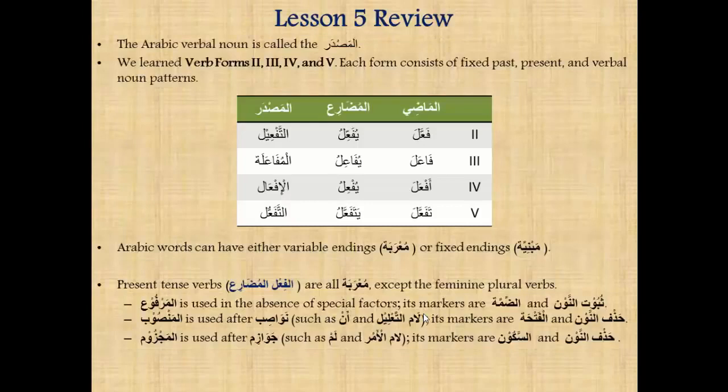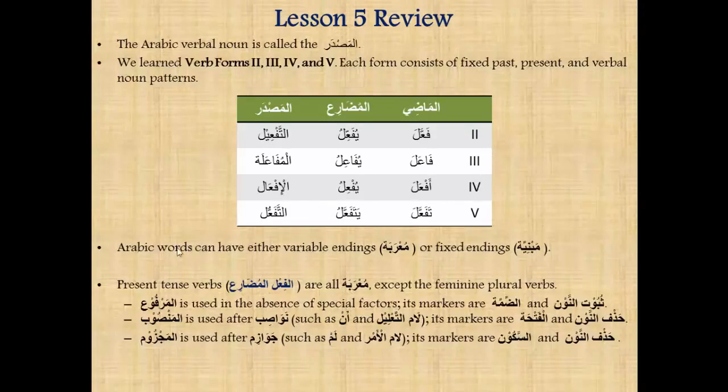This is a quick review, a summary of lesson number 5 and the material we just covered in this session. We learned that the Arabic verbal noun is called the masdar, and this has roughly the same meaning as the word running in the sentence, running is fun. The Arabic verbal noun functions just like a noun would function. We learned the Arabic verb forms 2, 3, 4, and 5 in this lesson. Each form consists of a fixed, unique, past tense, present tense, and verbal noun pattern. And we used fa, ayn, and lam as the placeholder root. So here's a chart summarizing all four forms, forms 2, 3, 4, and 5.